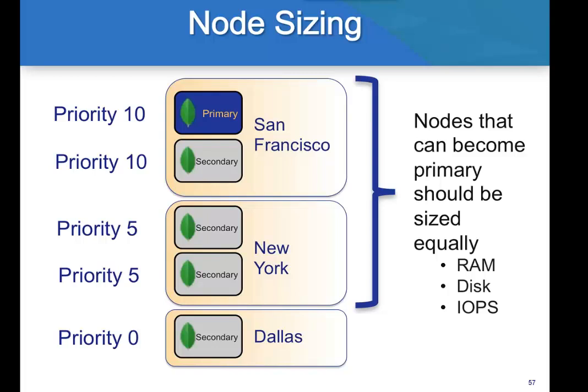Notice, as a side note, if you have multiple nodes that could be primary, you should really size them equally. They should have the same amount of RAM, same amount of disk space, same number of CPUs, same amount of I/O capacity, because any one of them could be primary, and you want it to be big enough to handle the load. You can get yourself in trouble if one of your so-called secondary nodes is undersized, and then it becomes primary, and then it cannot handle the workload.